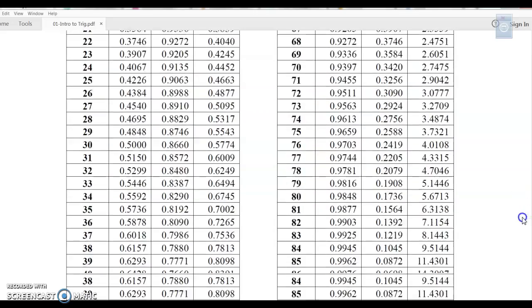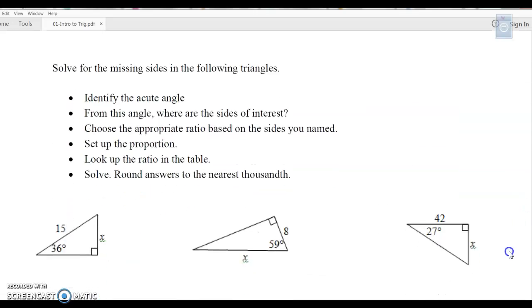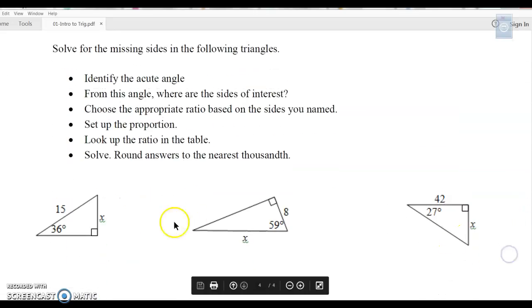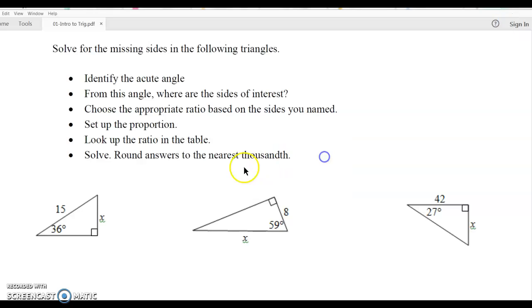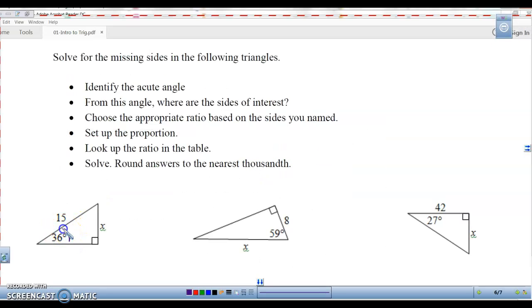So let's take a look at our picture here and figure out what we have to do. To solve for the missing side, first you have to identify the acute angle. The acute angle that we're working from is this angle right here. This is the 36-degree angle. Then from this angle, where are the sides of interest? Well, this is a right triangle, so that means that the x is opposite the acute angle.